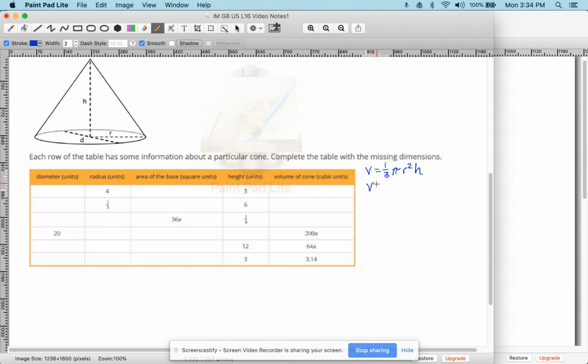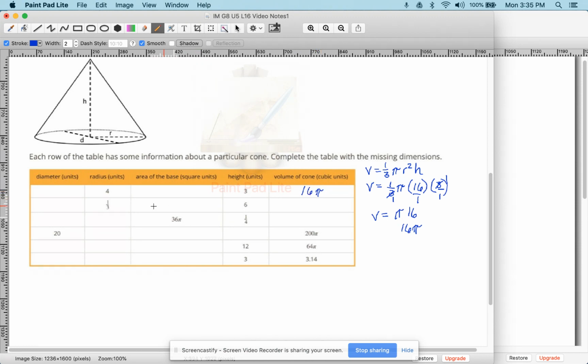So I still don't know my volume, and I know it equals 1/3 times pi. My radius squared is 4 squared, so that's going to be times 16. And my height is times 3 because they gave us the height. So again, this is like 16/1. This is like 3/1. I can cross cancel. 3 goes into itself once, and 3 goes into itself once. So I have volume equals pi times 16, or 16 pi. So I can fill this in. The volume equals 16 pi.